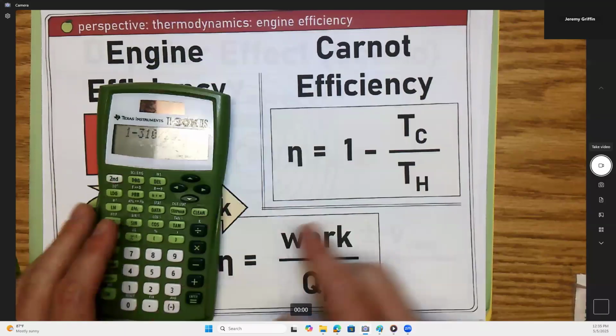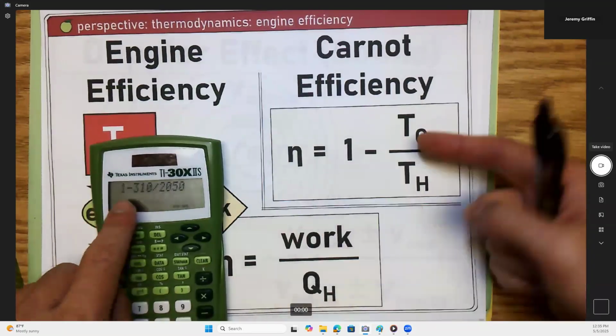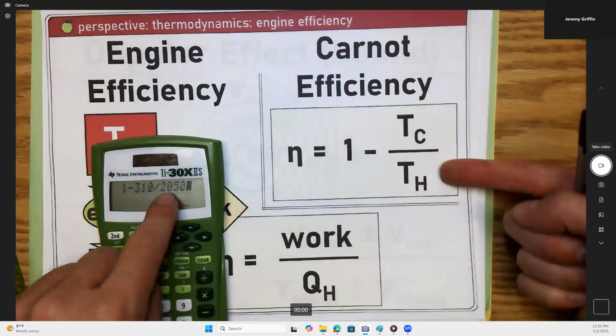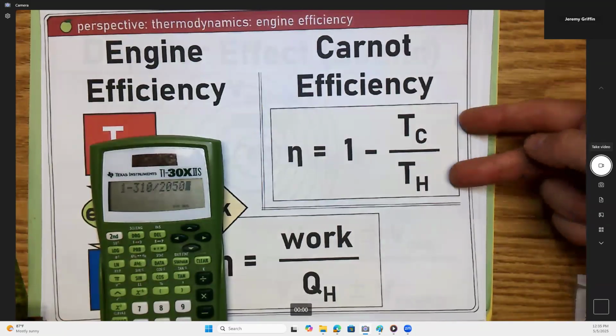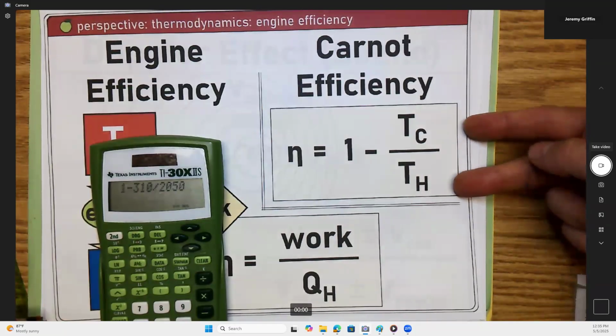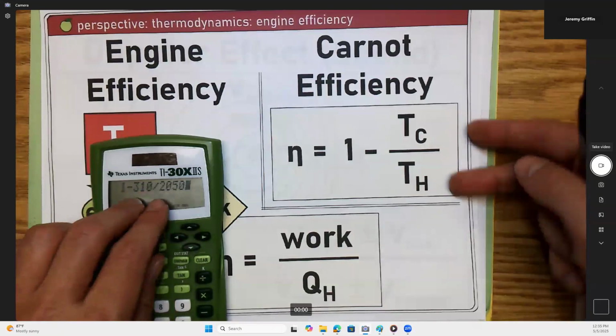So I'm playing off this Carnot ideal efficiency. 1 minus 310 Kelvin over 2050 Kelvin. And notice I gave them to you in Kelvin. Suppose you see a similar question in college, but they give you Celsius? What do you have to do first? Can you plug Celsius in here? No. Do you have to add 273 to each one to get it in Kelvin first? Yeah, that's taken care of.